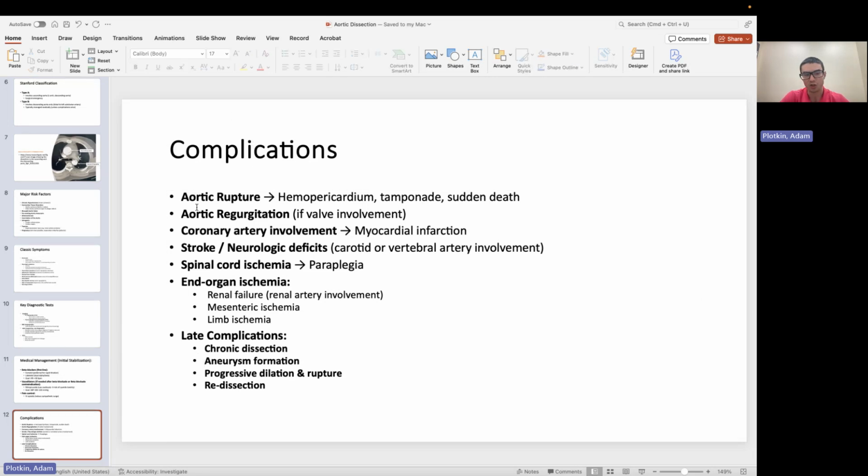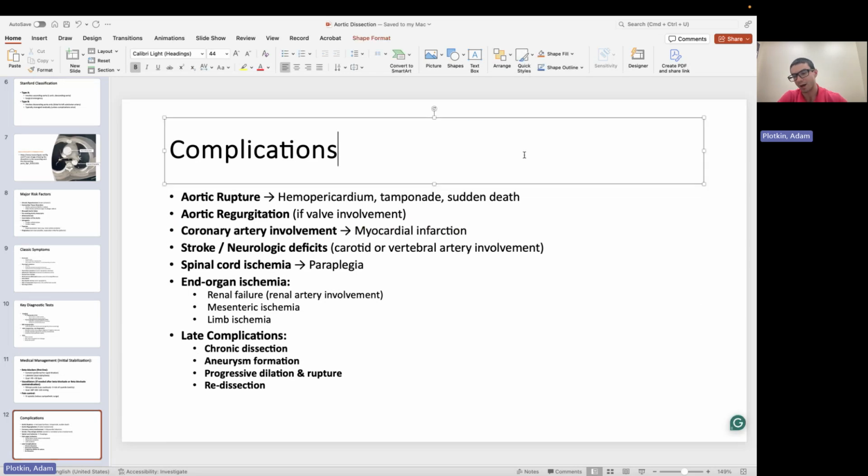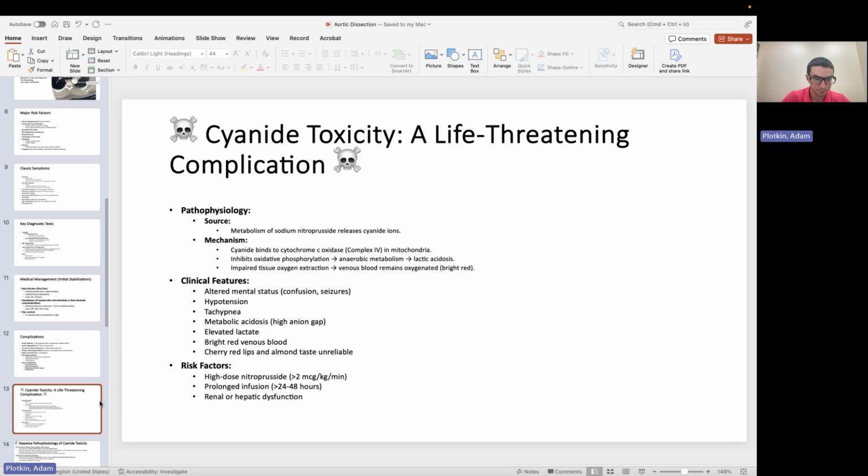So again, watching for aortic rupture and tamponade, aortic regurg, coronary artery involvement leading to MI. I think I skipped over that one. If we have aortic dissection, it can extend into the coronary arteries itself and then cut off blood supply to the myocardium, right? So then we will essentially have an MI. Stroke or neurological defects or spinal cord ischemia, and then obviously all of our end organ damage. All right. So this is the cyanide toxicity, kind of bringing it back to our question, right?